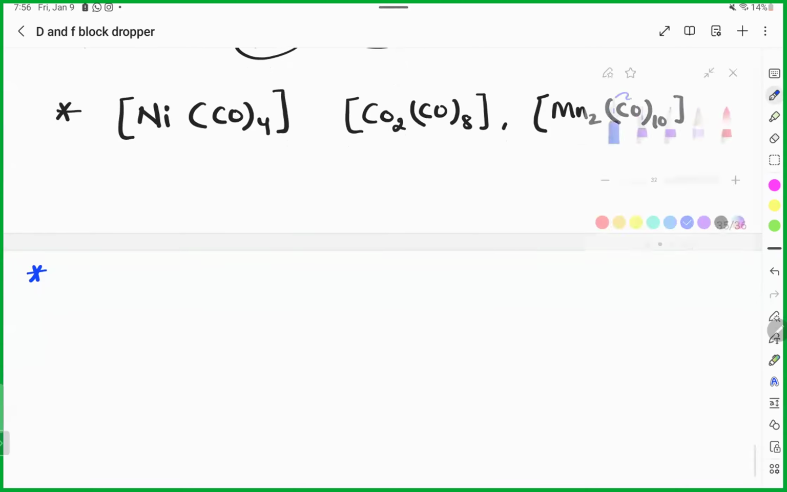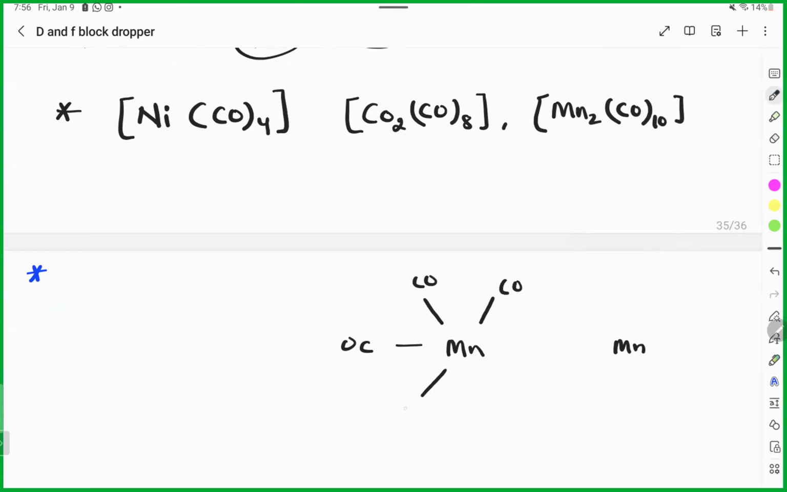Let me draw the structure, because if I draw one manganese, second manganese, manganese can have a maximum of 7 bonds. So CO1, CO2, CO3, CO4, CO5. 5 CO, na? The same 5 CO can be present here also. Carbonyl. How many are there? 10? Yes, it's done. It's not a bridge.